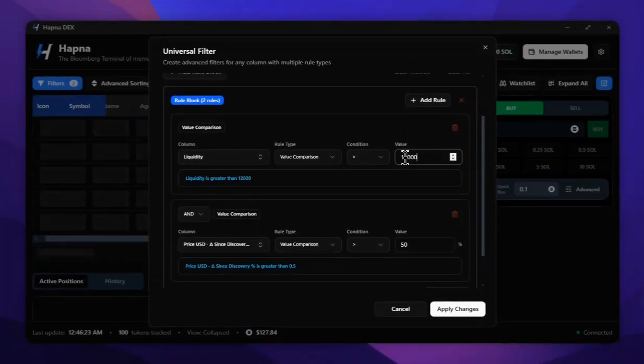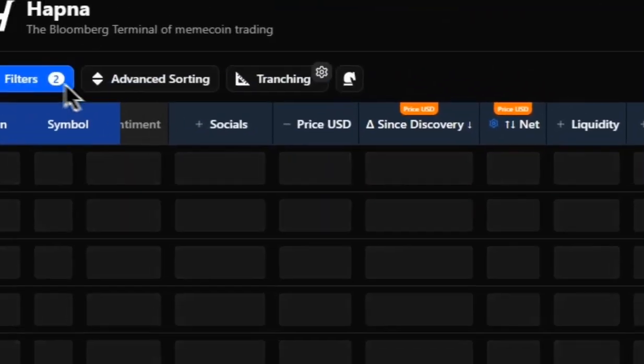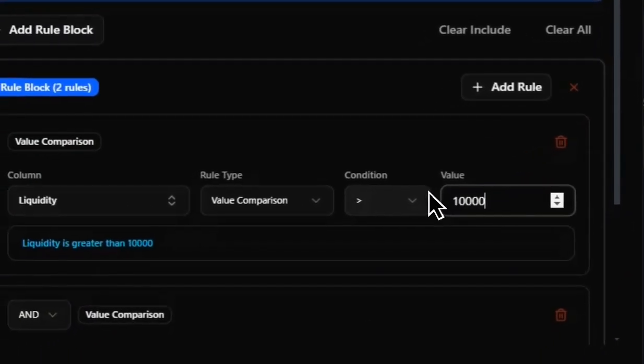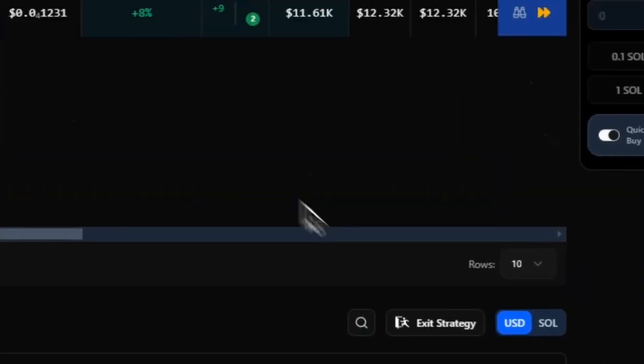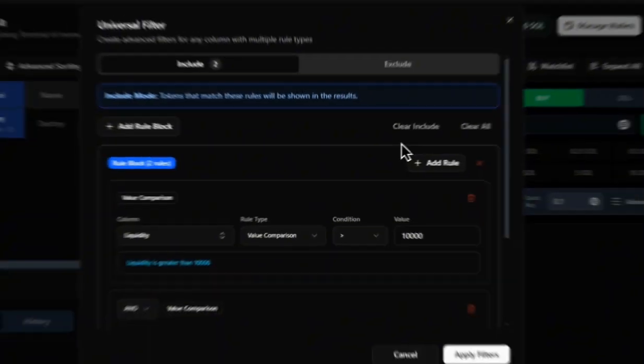I'm just going to pick a low number so you guys can see how it works. Yeah, so far it's not returning. Let me do 10,000. There you go. So there's only one that meets these two filtering conditions.